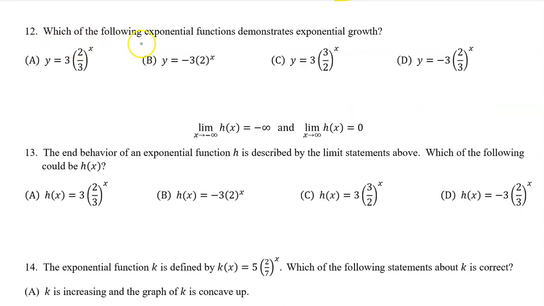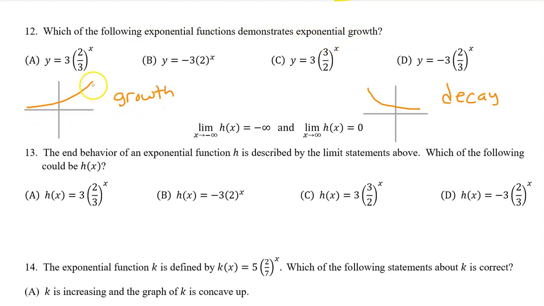Number 12, which of the following exponential functions demonstrates exponential growth? Exponential growth looks like this. Exponential decay looks like this. To be either one of these, the a value has to be greater than 0 because the graph has to be above the x-axis for exponential growth or decay. So if we are talking about exponential growth, the a value, the number in front, definitely has to be positive. So we can forget about b and d.